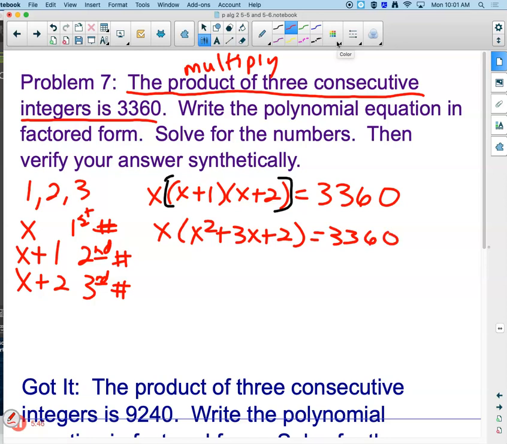So x, the quantity x plus 1 times the quantity x plus 2. First times first is x squared. Outside times outside plus 2x. Inside times inside plus 1x for a total of 3x. Last times last plus 2. And then I distribute the x, which basically just means increase the power of x by 1.